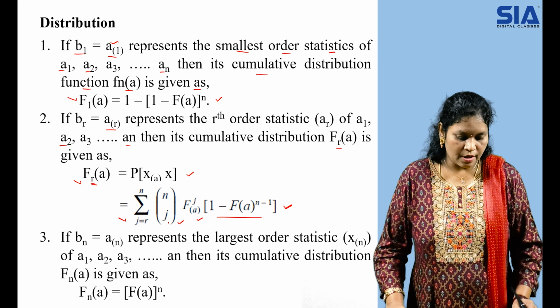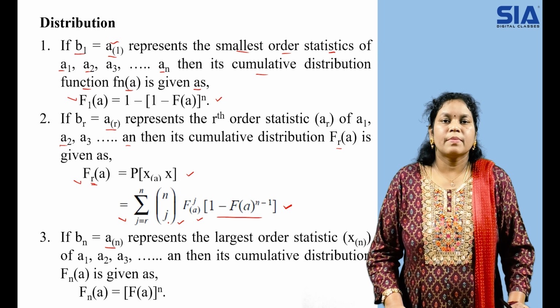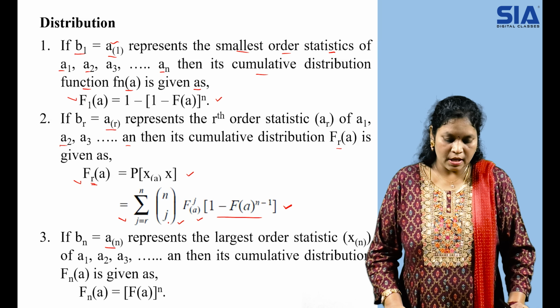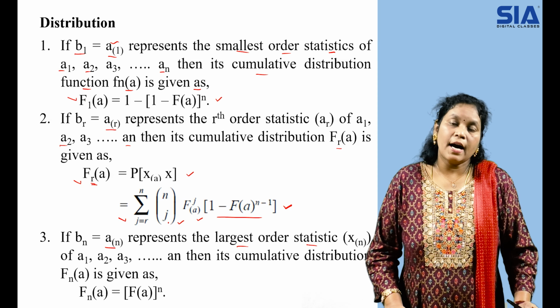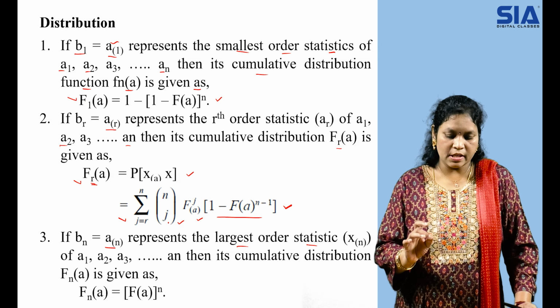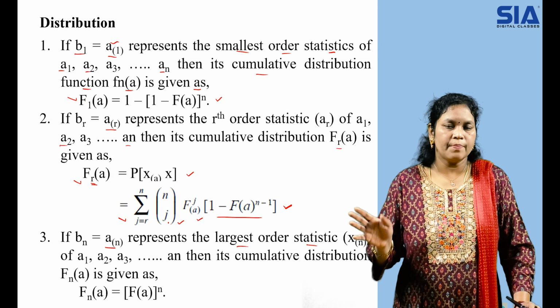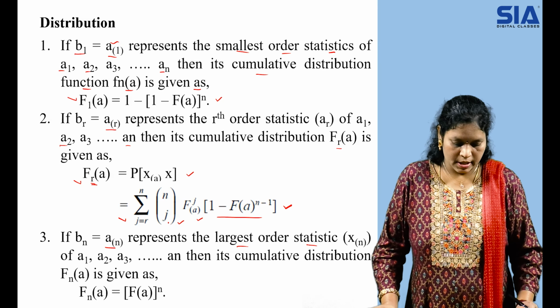Now let us go for the third one. If Bn is equal to An, now I am considering Bn equal to An. An means the largest order statistic. It is the highest one. Smallest we checked, rth order we checked. Now the highest, whatever data you are considering, the highest order statistic. If you want to know how the formula goes, let us check.